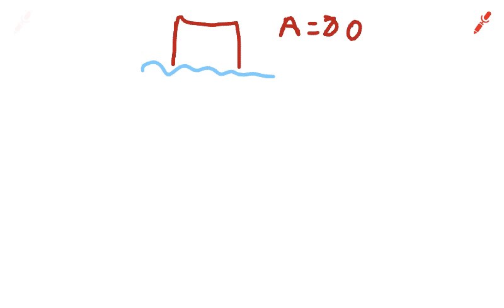So basically you need to draw the scenario out. Here's a rectangular plot, and here's your river. And it says that the area is 800 feet squared, and you can just label these sides x, x, y. And there's no other y because the river is taking that spot.